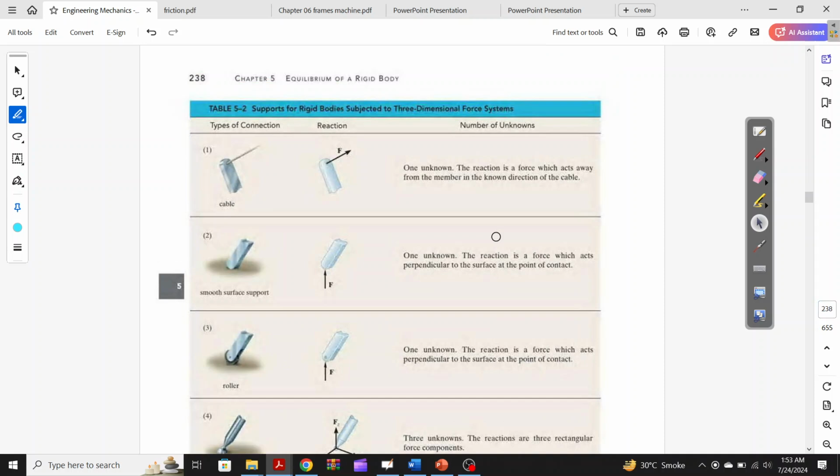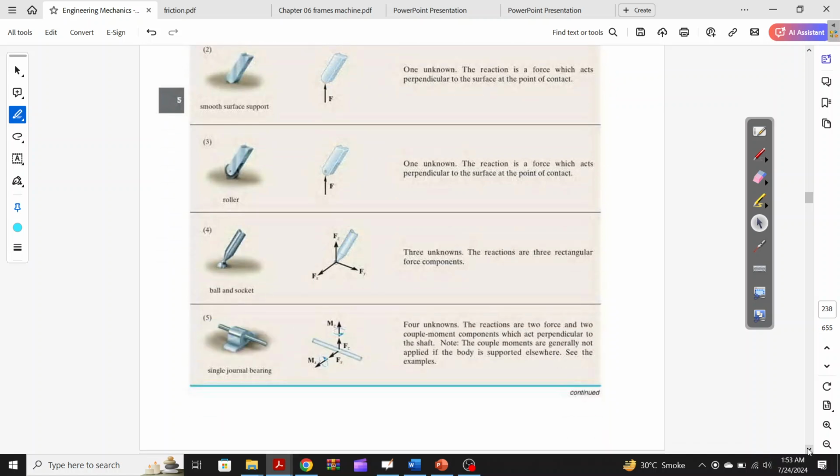If you look, these are our 3D supports: a cable support, a surface whose reactions are shown here, this is a roller. Okay, and a very important support is this one, a ball and socket joint, whose reactions are this. A single journal bearing, whose reactions are shown here. So these are 3D supports.